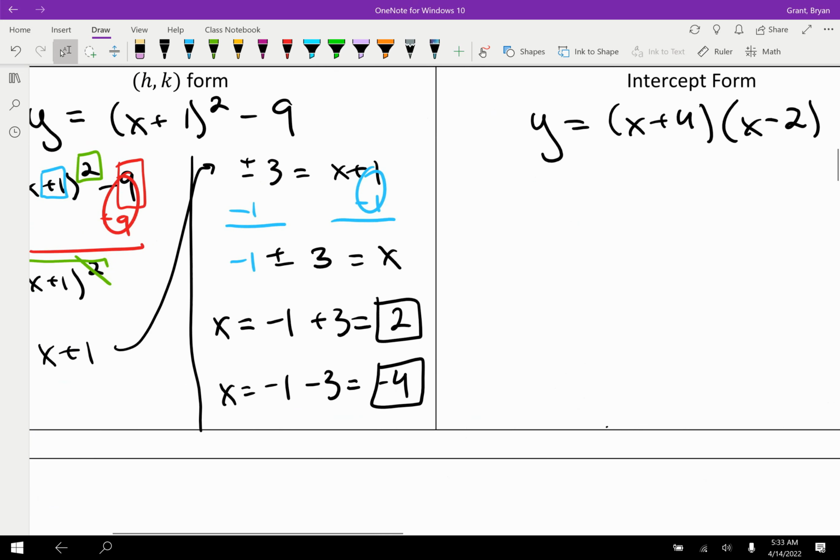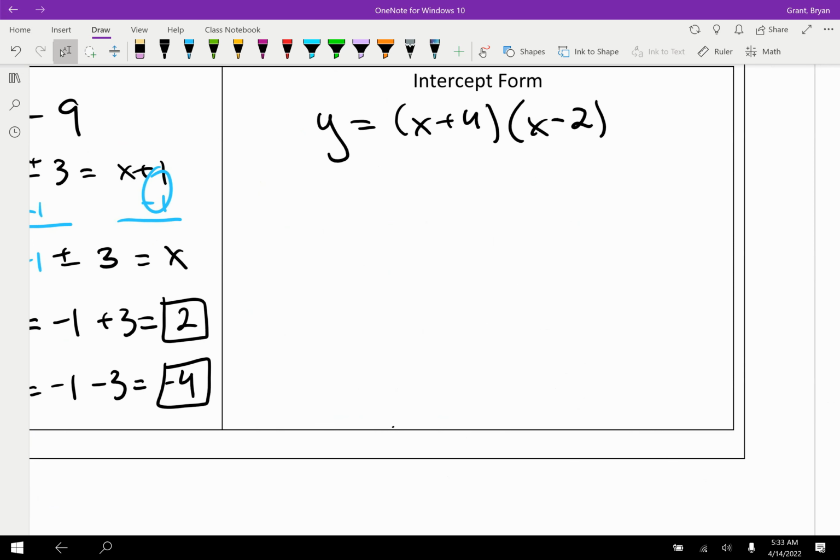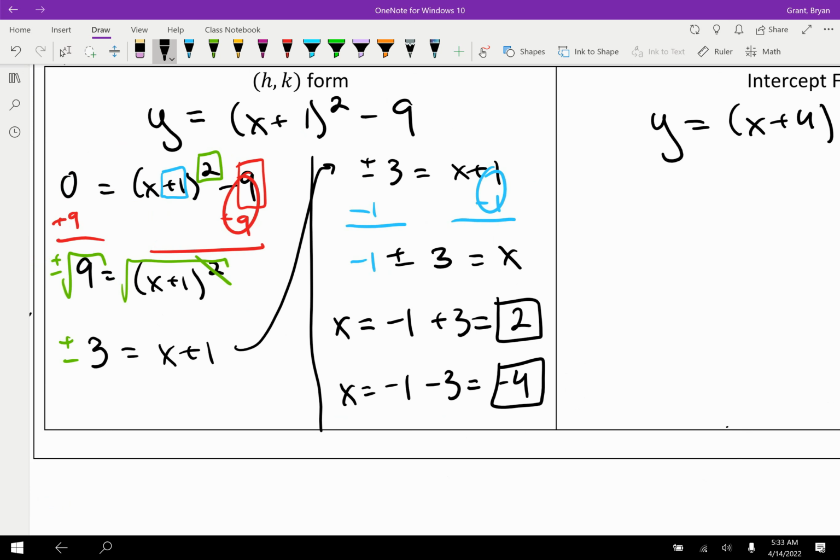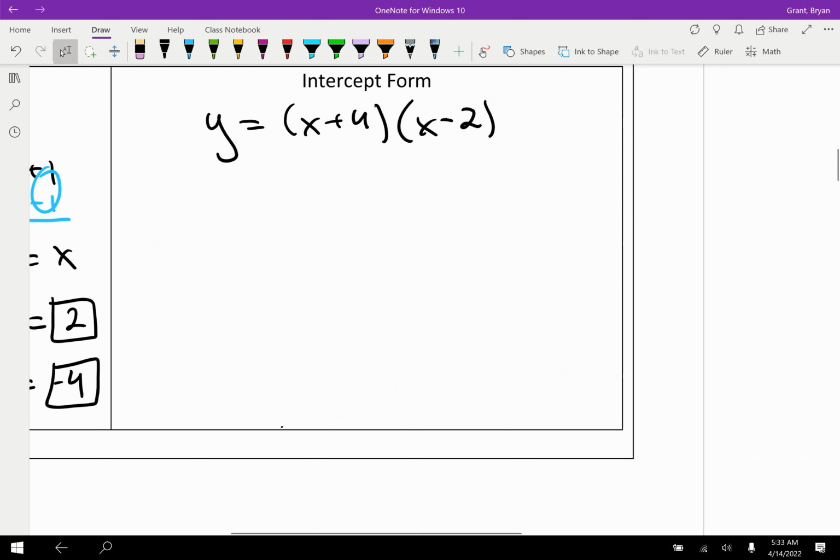Alright, if we wanted to check intercept form over here, and we pretty much already did this up above, it's worth reminding yourself of how to do it. We'd start the exact same way we did with HK form. You replace the y with 0. You do that every time you want to find x-intercepts.